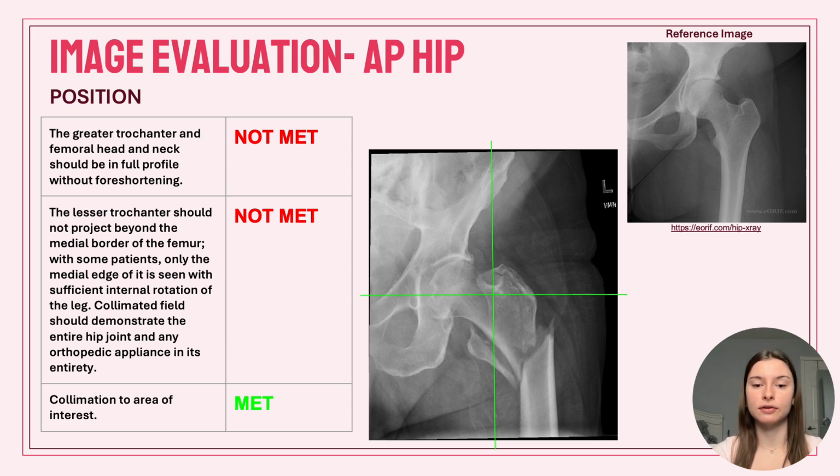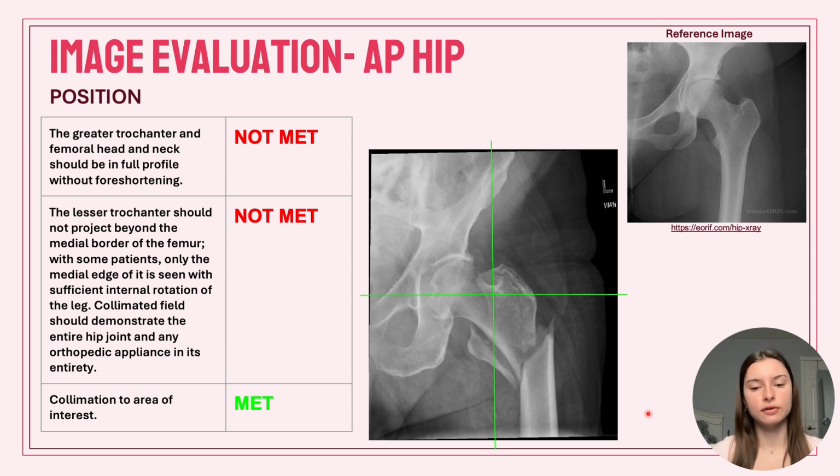So I did say not met for this one because although the femoral head and neck are in profile, there appears to be a good amount of foreshortening in my image compared to the reference image, but that is due to the inability of the patient to internally rotate their lower limb because of the fracture. And then next we have the lesser trochanter should not project beyond the medial border of the femur. Collimated fields should demonstrate the entire hip joint and any orthopedic appliance in its entirety.